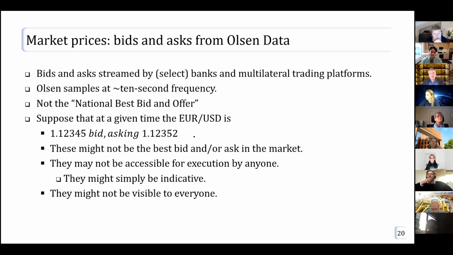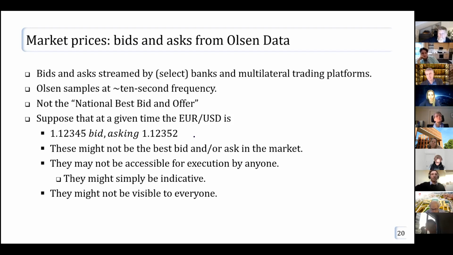Now, we do need an alternative source of prices, though. And for those, we're going to be getting our data from Olsen. Olsen collects streaming bids and asks from banks, multilateral trading platforms. Our sample from Olsen is at the 10-second frequency. These are not market-wide best bids and offers.